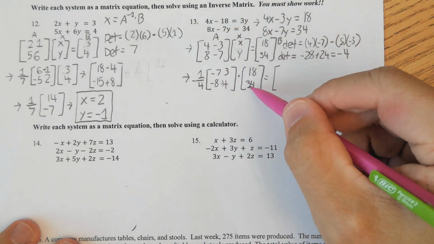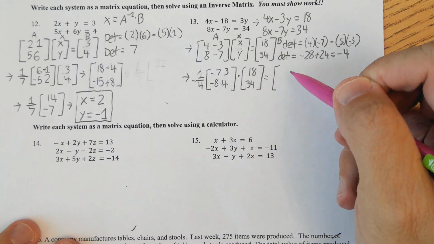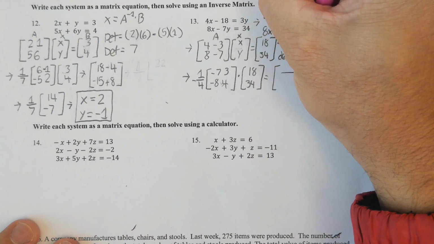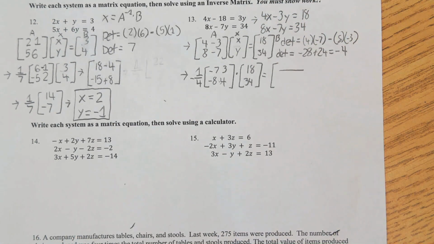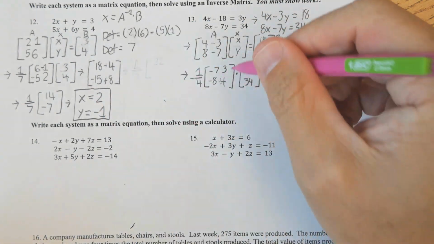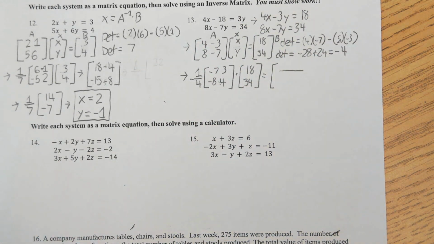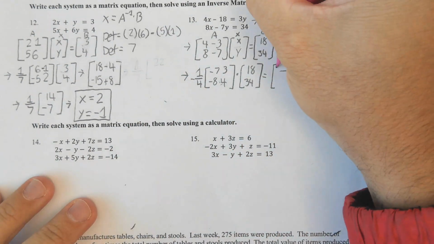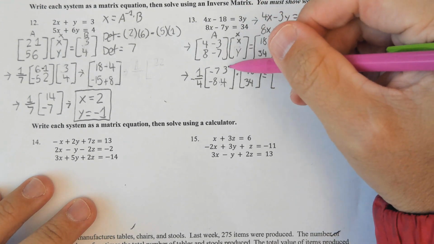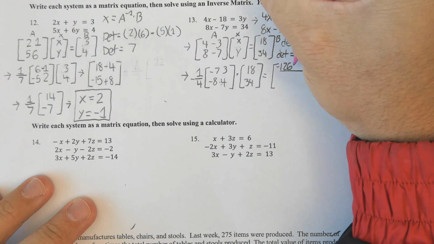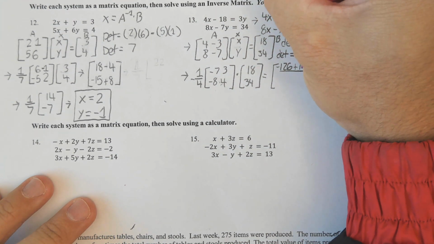So again, we have a 2 by 2, a 2 by 1 here, so my solution is going to be a 2 by 1. So here we go. I might need to use the calculator here because I got some big numbers. So I got negative 7 times 18. So negative 7 times 18 is going to be a negative 126. Okay, 3 times 34, 102, so negative 126 plus 102.